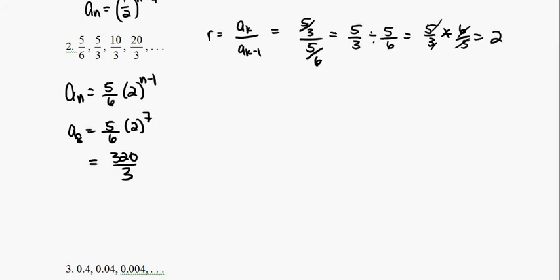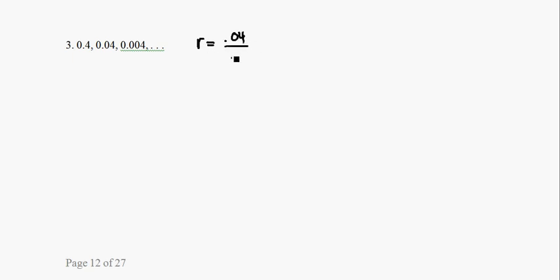Our next one doesn't look very geometric, but it actually is. We're dividing by, I believe, a tenth. Let's just verify that. Our common ratio is the quotient of two consecutive terms, so 0.04 divided by 0.4 is 0.1. And let's do another common ratio, so 0.004 divided by 0.04. That also is equal to 0.1.